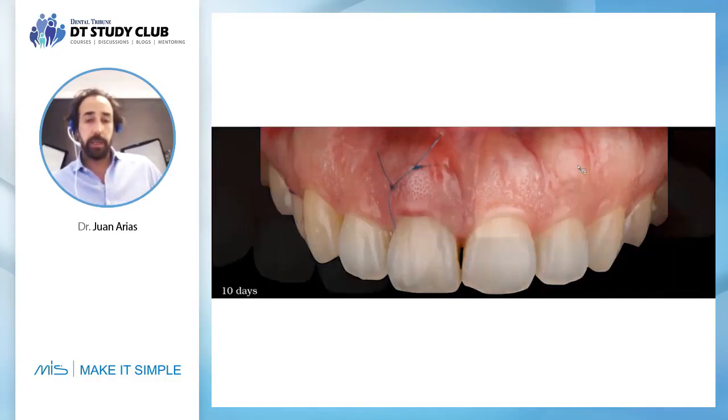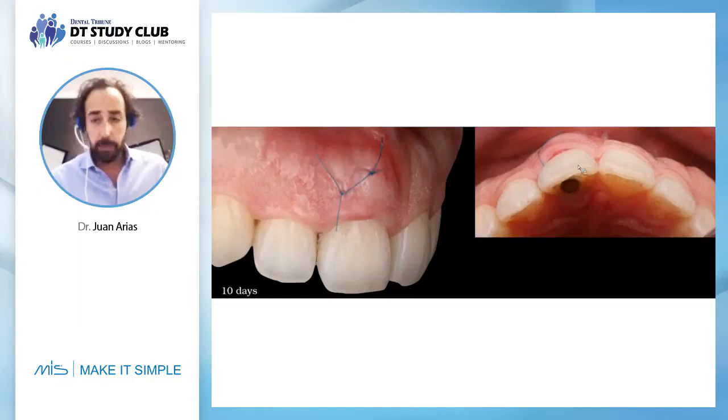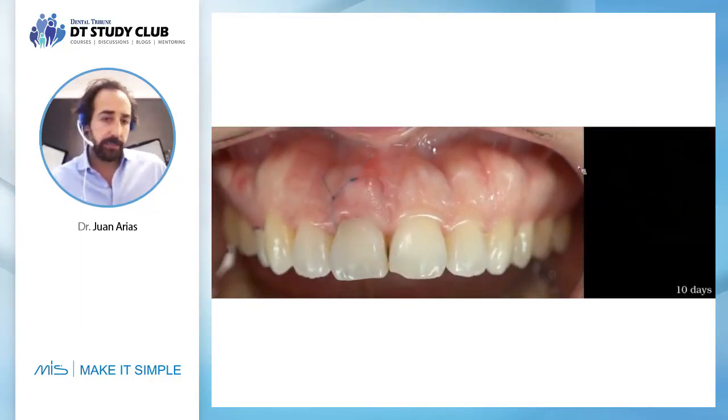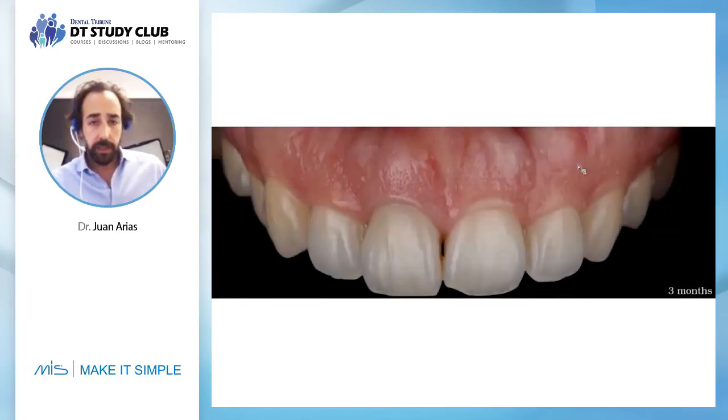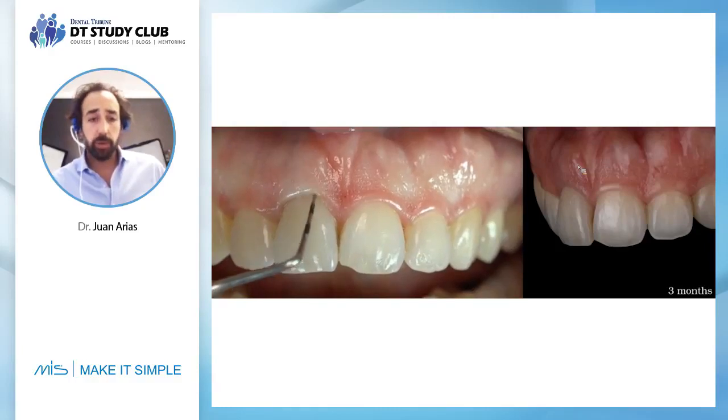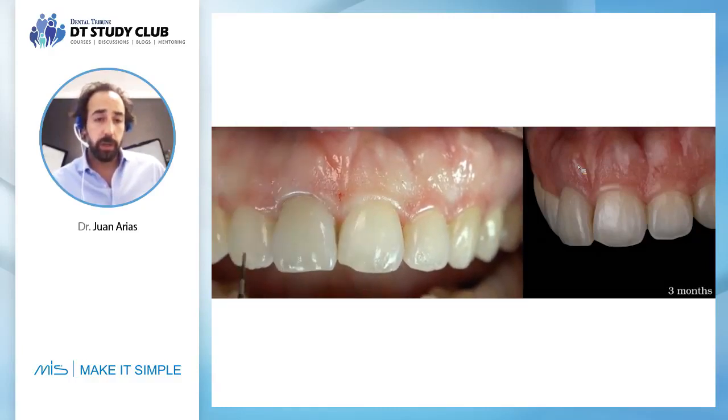We've got a big amount of volume there, see it, but we know that that volume will get contracted. There's no problem about it. 10 days afterwards, we remove the stitches, and this is how it looks 3 months afterwards. So we are ready for the final restorations. It's important to make a new DSD and see the length of the crowns that we've got. So we transfer the length of those crowns to the position that we've got now.